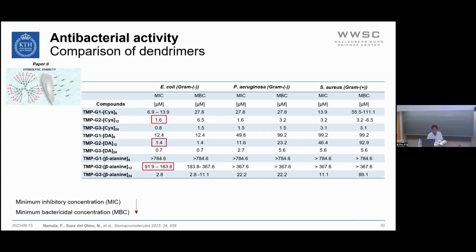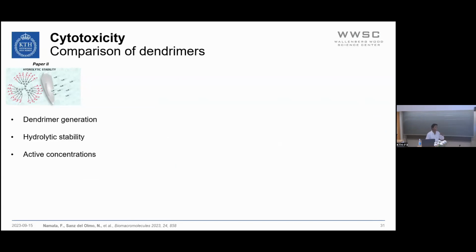And lastly, in the comparison between the hydrolytically stable dendrimers and the degradable dendrimers, we saw that, yes, when we increase the hydrolytic stability, we also increase the antibacterial activity. This is indicated by the lower numbers we see, for example, for the cysteamines, dimethylamine, compared to the beta-alanine. And of course, like I mentioned before, it is of utmost importance to measure the cytotoxicity of any compound you are considering to be antibacterial.